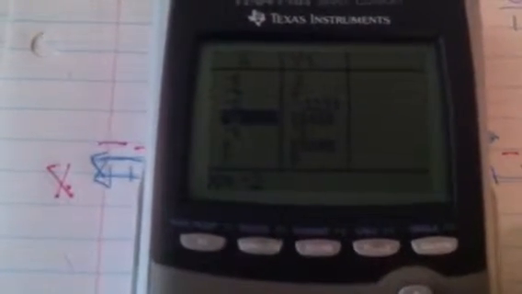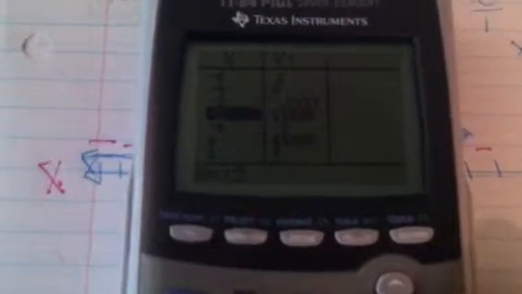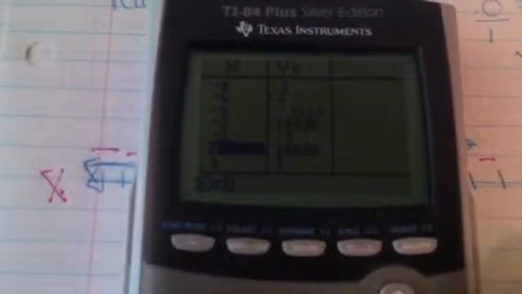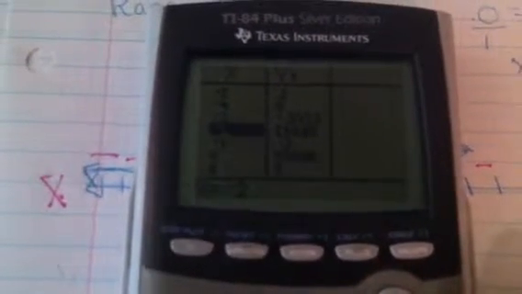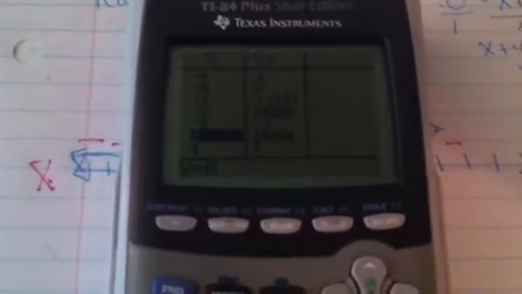Now you as the calculator user really can't tell if it's a hole or if it's a vertical asymptote. You have to do your factoring and canceling to be able to tell that. And then here's my 0, that's my vertical asymptote. So there's my hole, there's my vertical asymptote. And then that's the entire problem.